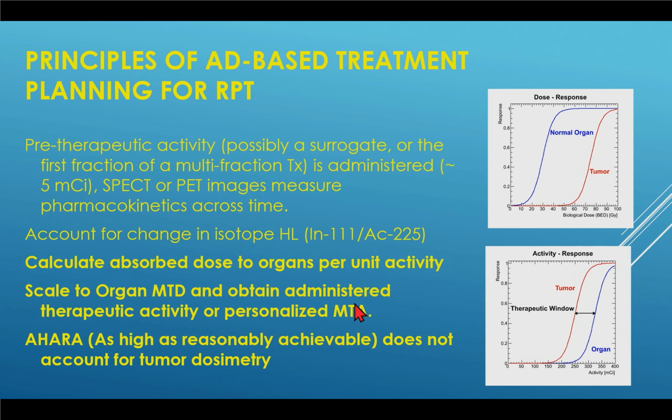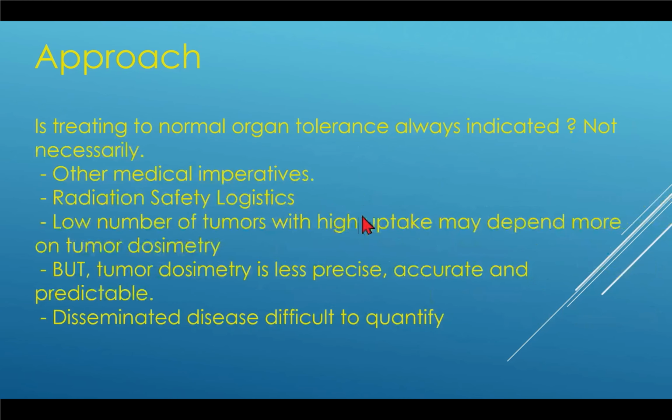Okay? Now this approach is known as AHARA, like ALARA, right? As high as reasonably achievable. We're going to give the patient the maximum amount they could get based on their normal organ constraints. You can do it a little bit differently, of course. If you have a low number of tumors and you know how much dose you need to get to the tumors, you can say, well, I don't need that much to give the tumor dose that I need. We could bring that down a little bit.